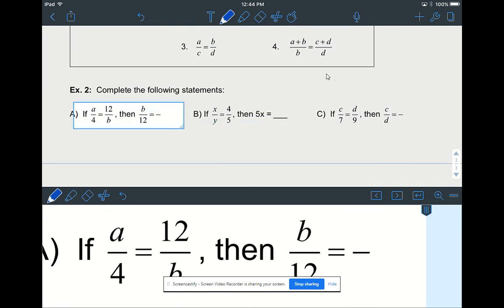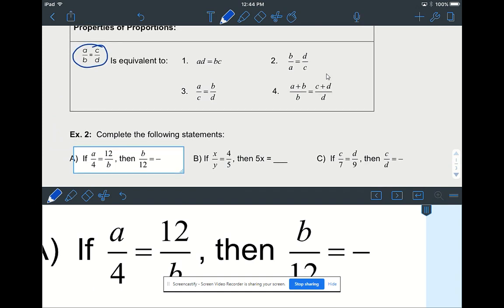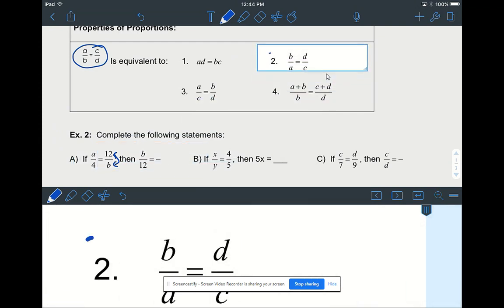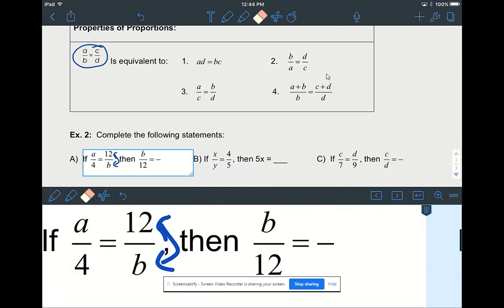All right, with that being said, we need to complete the following statements. So if A over 4 equals 12 over B, then B over 12 equals what? So which one of these equivalencies up at the top did we use? Well, it looks like we put B over 12, so it looks like we flipped the fractions upside down. So which one did we flip fractions upside down with? That would be option 2 here on equivalency. So then we would flip the other fraction upside down. So you would put 4 over A.